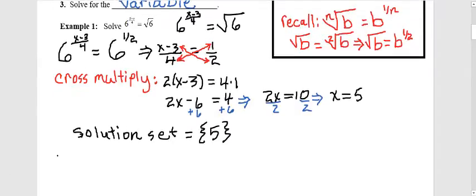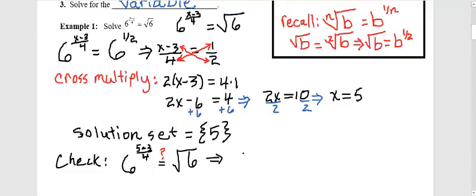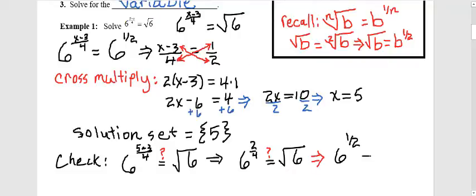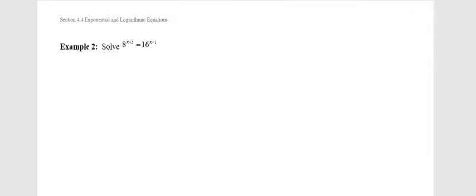Let's look at the fact that we can check these solutions. Let's replace our x with 5. We have 6 to the (5 minus 3)/4, and we're asking, is that equal to the square root of 6? So is 6 to the 2/4 equal to the square root of 6? Well, we can reduce 2/4 to 1/2, and we know that that's true, that 6 to the 1/2 power is the square root of 6.